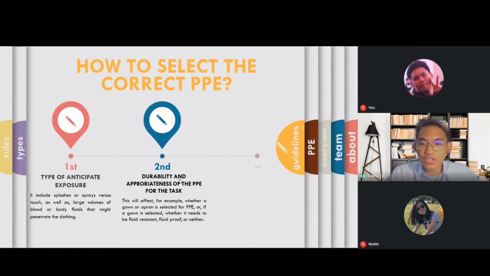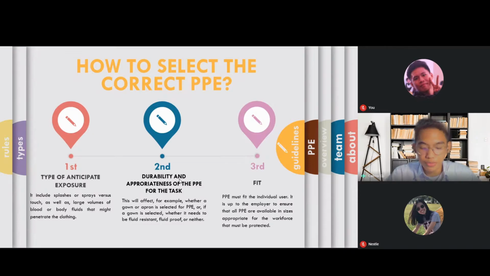So, for the third one, it should be fit. So, dapat fit, dapat hindi maluwag, hindi rin masikip. The wearer should be able to move freely.